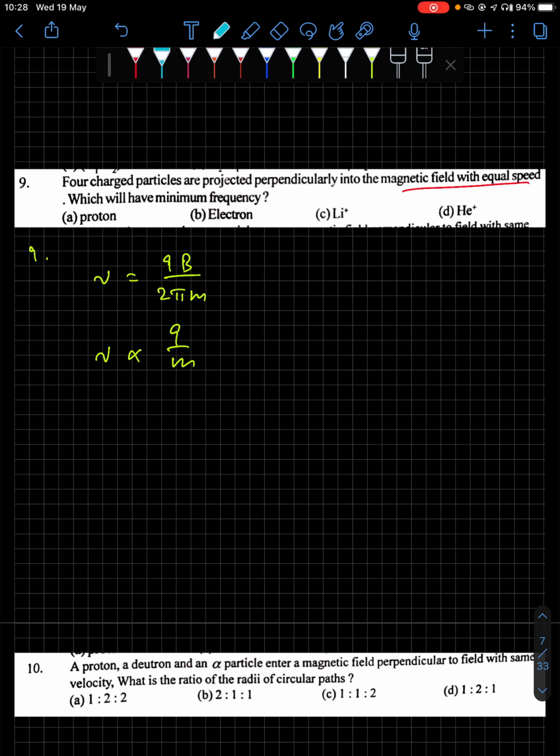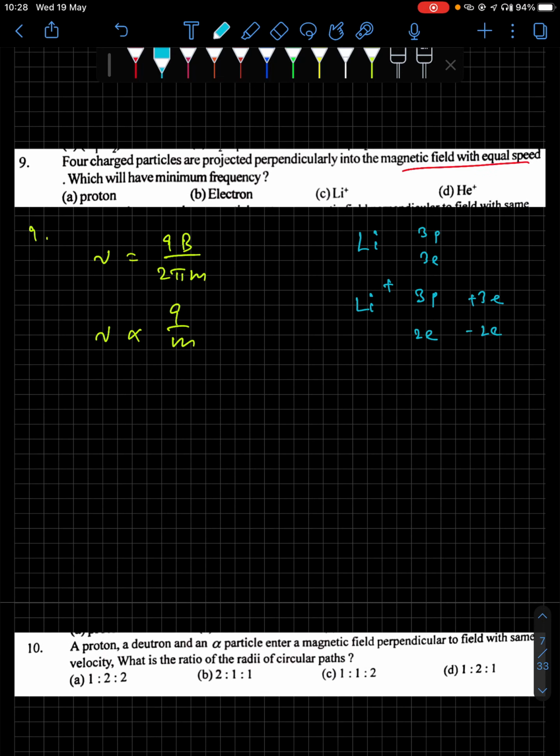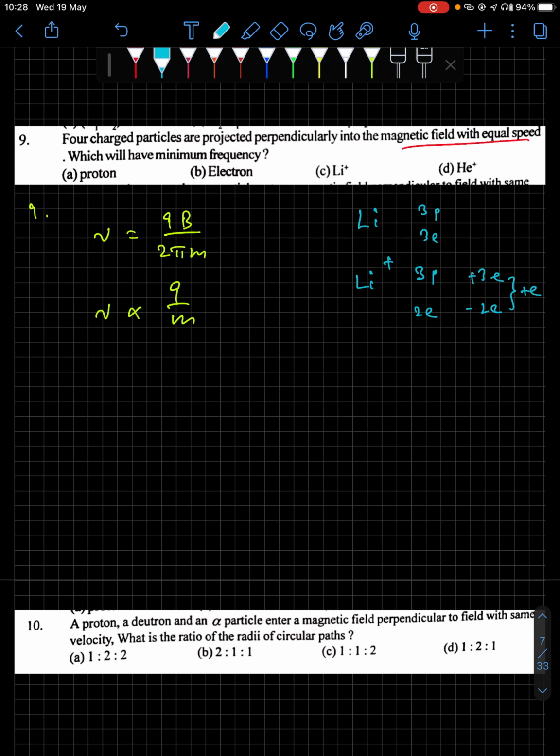Let me write that, I hope you'll understand that better. So the lithium atom has 0 charge: it has 3 protons and 3 electrons, so that makes 0 charge. But when it is lithium plus, the proton number remains the same, which gives you plus 3e. One electron is taken off, therefore the 2 electrons give minus 2e. Therefore it will give you plus e charge. Same goes with helium.